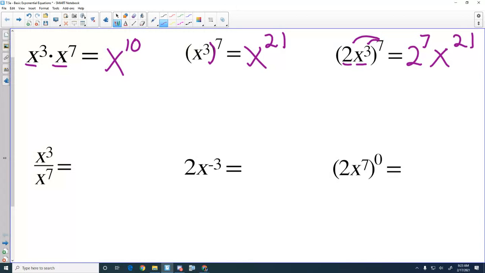So make sure if you've got multiple bases in there, right? That's 2 to the first, x to the third. That 3 is only on the x, not on the 2. And you can leave it like this, or if you do raise 2 to the 7th, you'd get 128, x to the 21. Same thing. You're good to go. All right, next row.